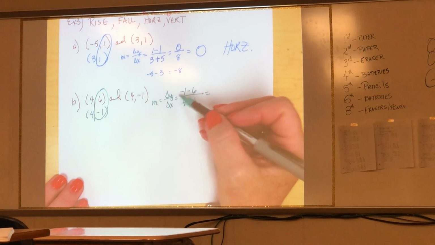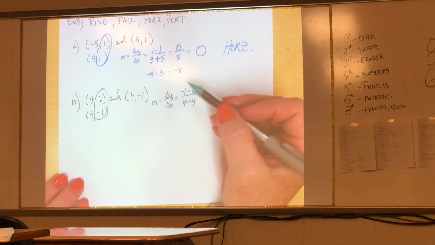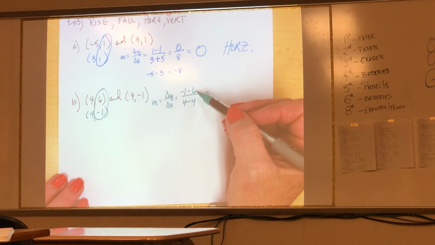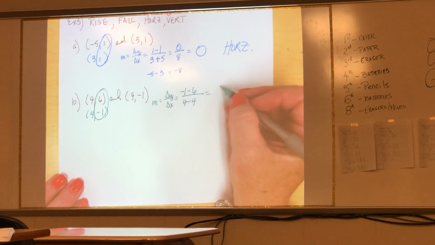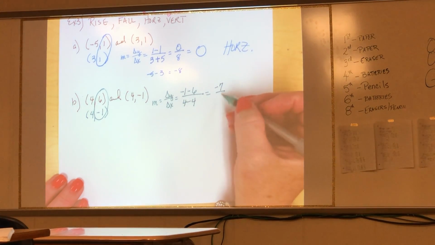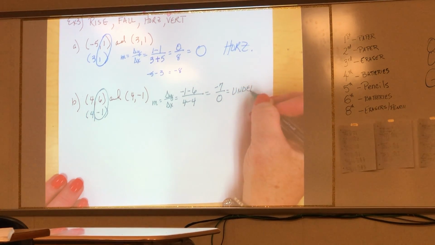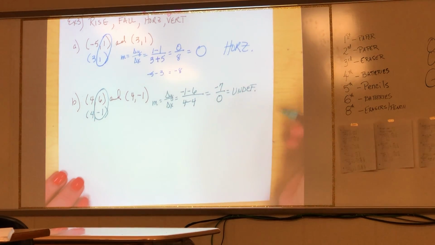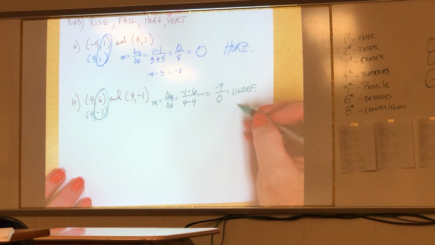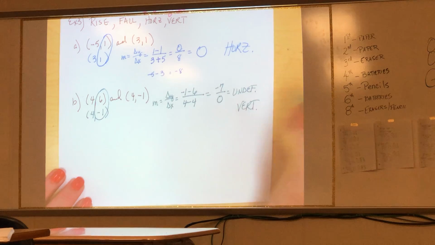So you might have said negative 1 minus 6, or you might have said 6 minus a negative 1, which would be a plus 1. You're either going to get negative 7 or you're going to get a positive 7. But on the bottom, you will get a 0. What is 7 over 0? Undefined. Okay? So what kind of line do I have? Vertical. Anybody got a question?